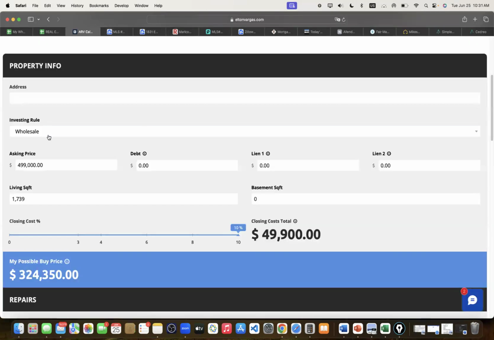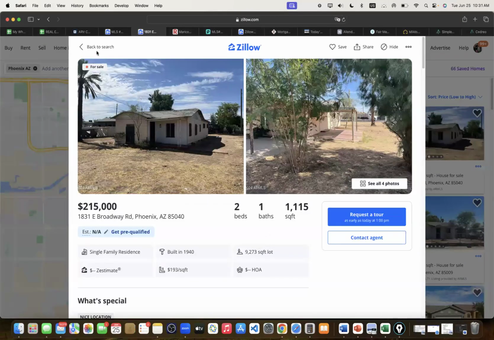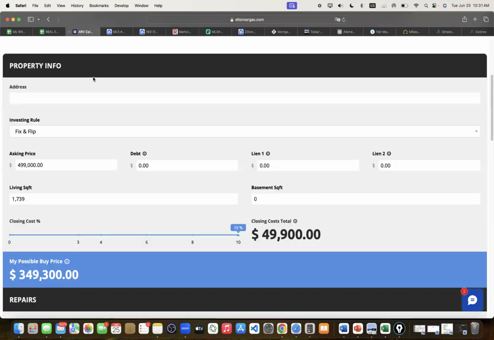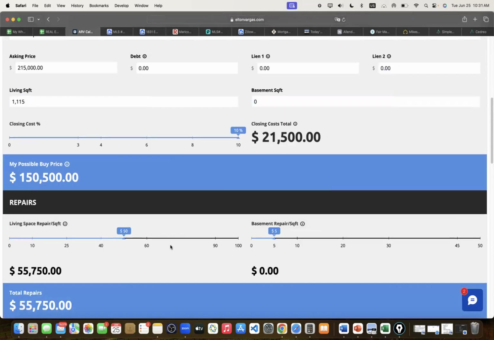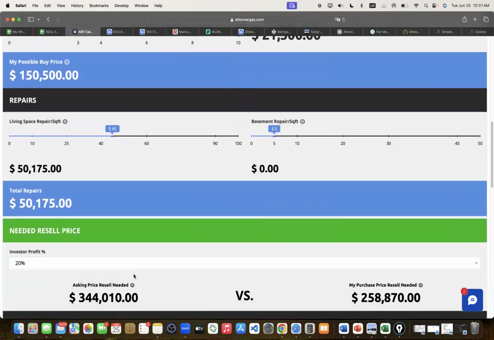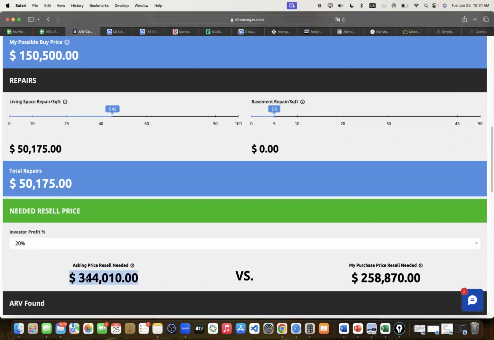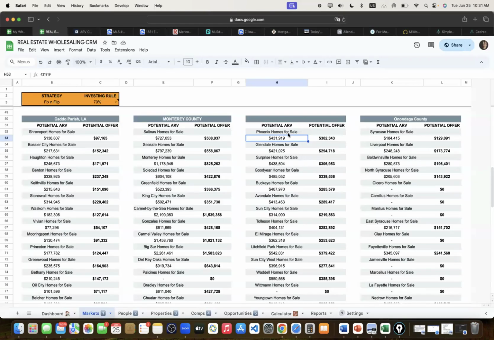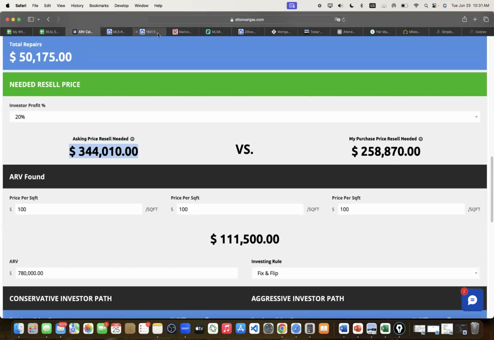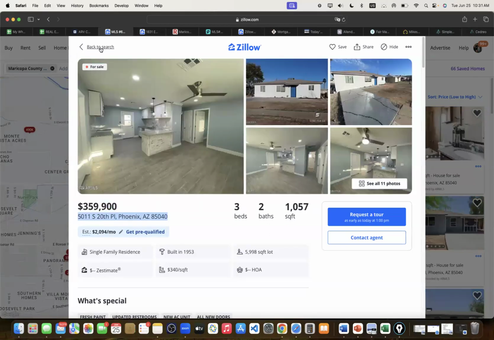So this is what I have to do. Let's analyze the deal really quick on the numbers. 1115 square footage, price point of 215, no basement. Repairs are between 45 to $60,000, so like $50,000 worth of repairs. The investor is going to want 20% profit, so it has to sell for 344. And 431 is our potential ARV.